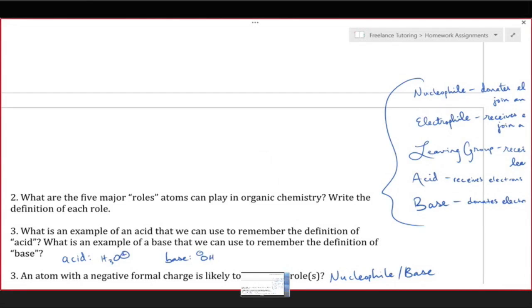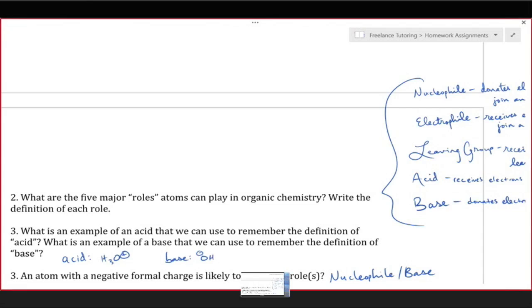So how can you remember that an acid wants to receive electrons if you forget it? Just remember H3O+ is a good example of an acid that has a positive charge. So that would naturally want to gain electrons, because electrons are negative. Good. And how can you remember that bases want to donate electrons? Well, if you remember the hydroxide anion, then you would see that it has a negative charge, and it would be wanting to become more positive by donating electrons. That's right.